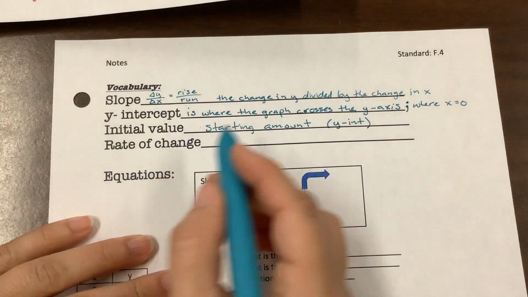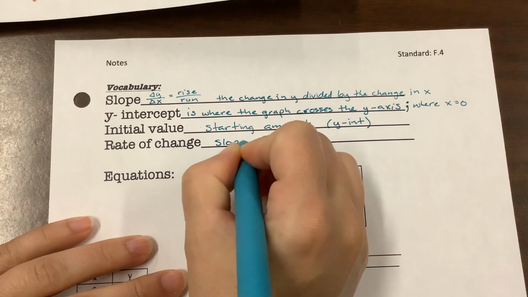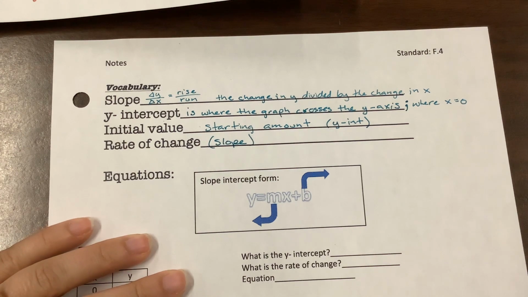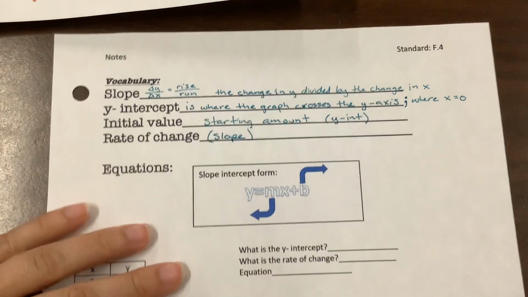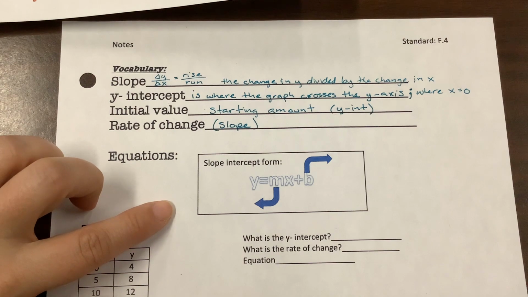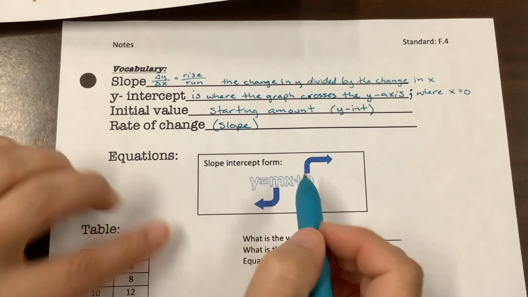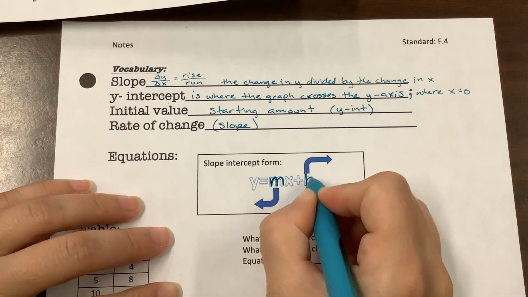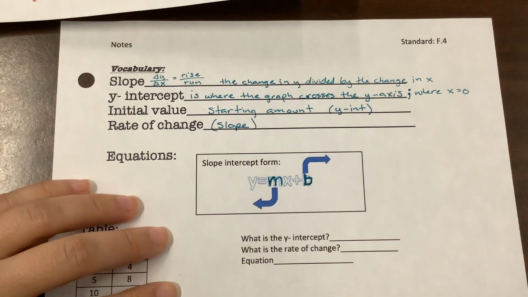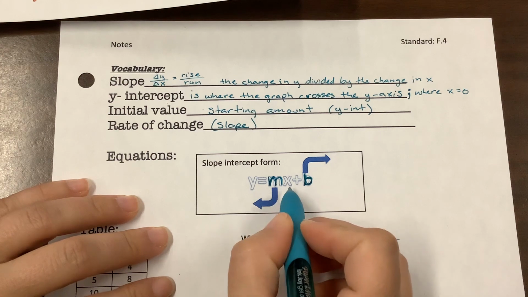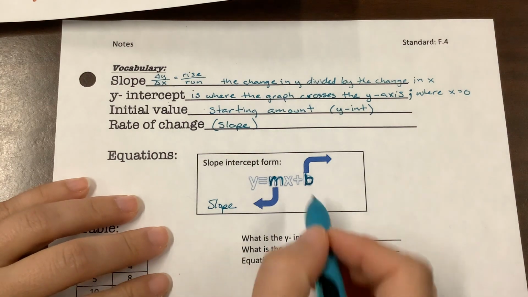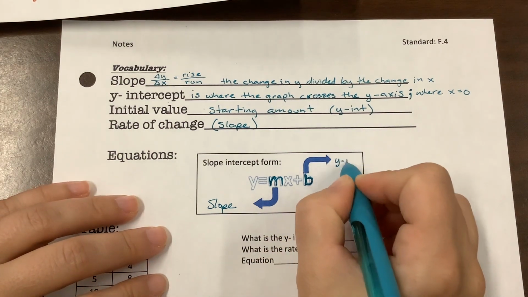All right, rate of change is just another way of saying slope. It's our unit rate or the amount at which things are changing. Now, this equation is what our focus is for this week. This is called slope-intercept form, where we have m as a number and b as a number. So m with x, the coefficient of x, is where the slope is located. The constant b is what we call the y-intercept.